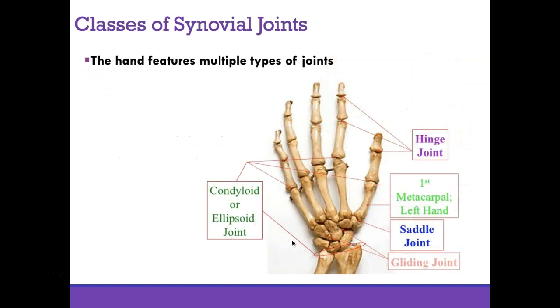So going back to the image of the hand, we can now put it together. We have hinge joints. We have a saddle joint example for the opposable thumb. We have gliding or plane joints in the wrist. And we have condyloid or condylar joints that are found in between the metacarpals and the phalanges.